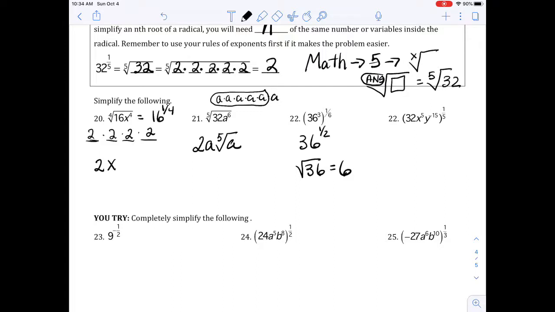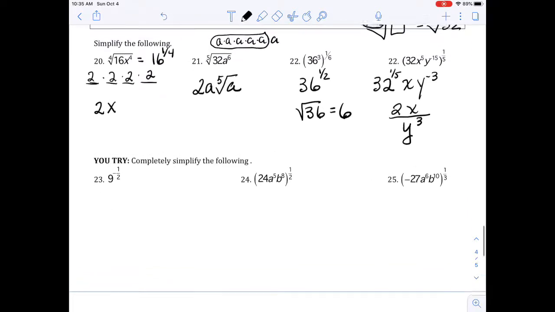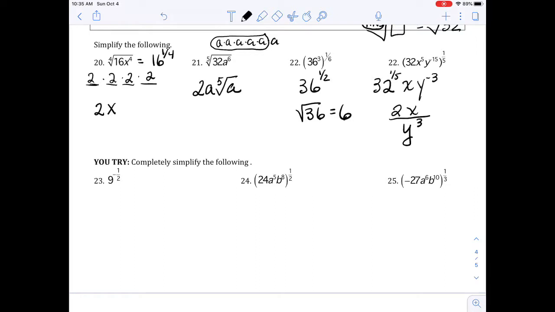32 to the 1/5. So for all of these, if we wanted to, we could just apply the rules of exponents. So here's an alternative way to do it. 32 to the 1/5. X, well, let's see. If we did 5 times 1/5, it's just 1. Y to the negative 15 to the 1/5 is y to the negative 3, because I'm doing my rules of exponents where I'm multiplying the powers. 32 to the 1/5, we already know what that is. That's 2x. And then, of course, we have to move the y to the 3 to the denominator. All right, last 3, and then our notes are done.